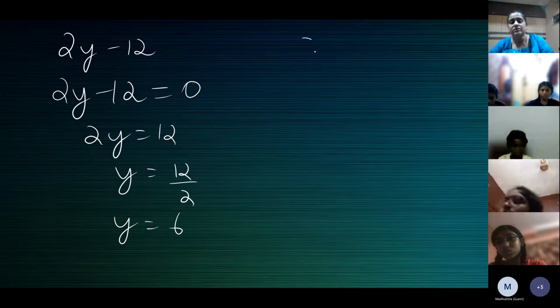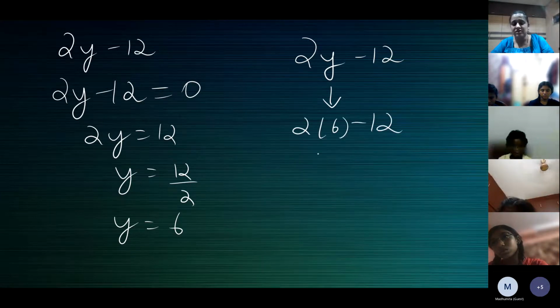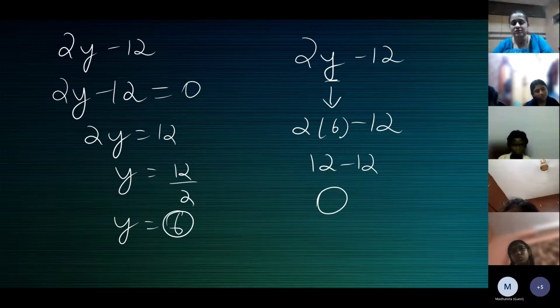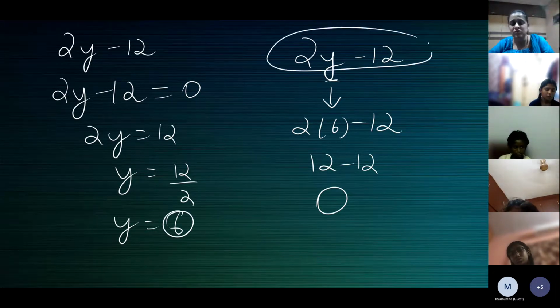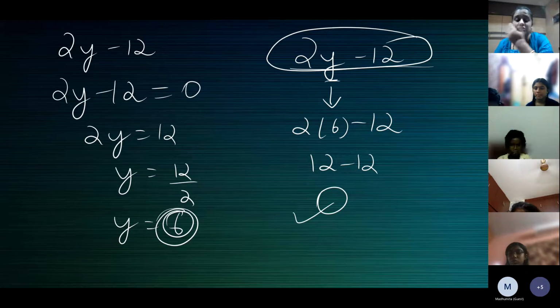That means in the linear polynomial 2y minus 12, in place of y, when you use 6, the value of the polynomial will be 0. So 6 is called the zero of the polynomial 2y minus 12. And that's the only zero.